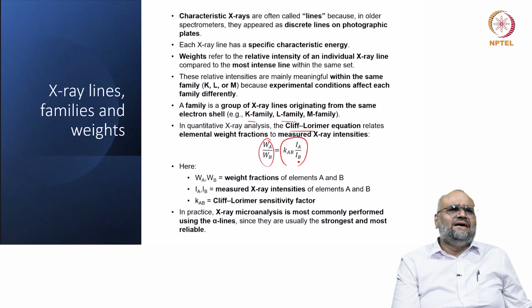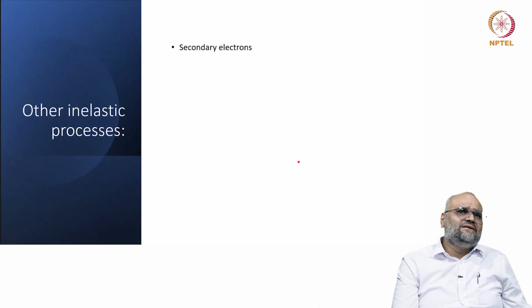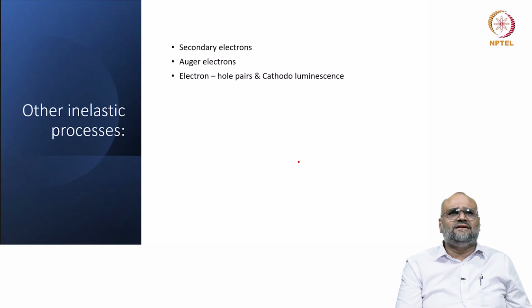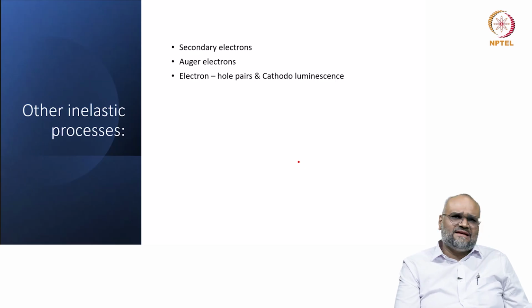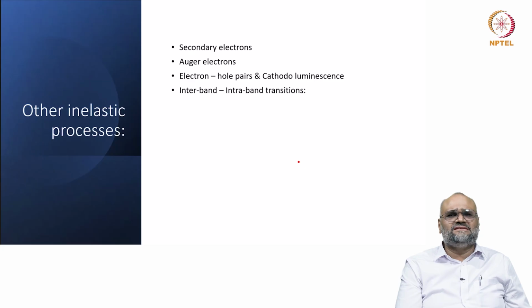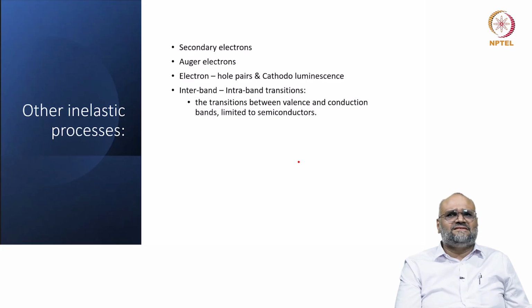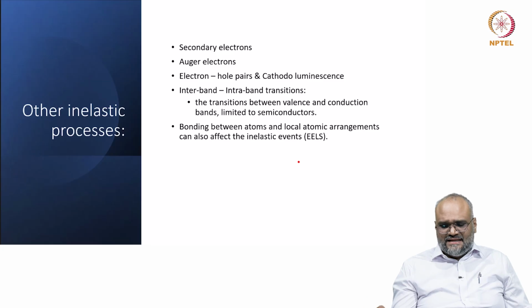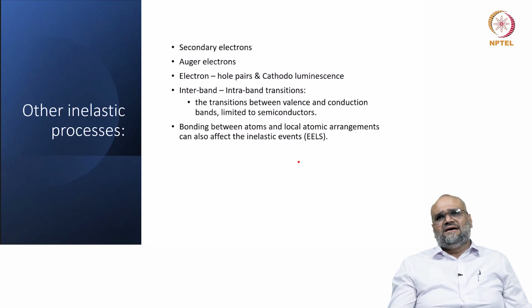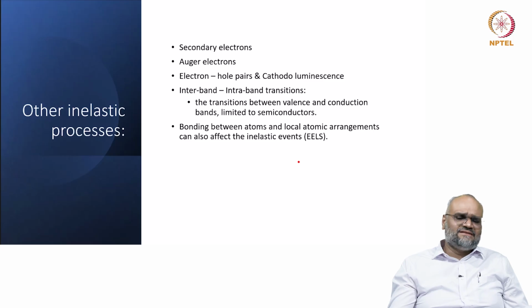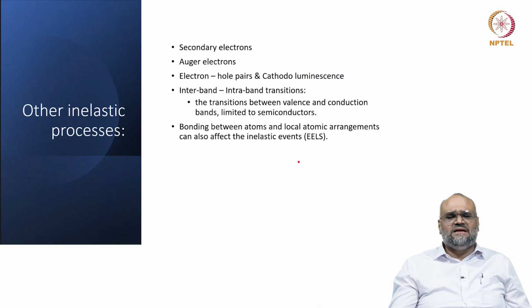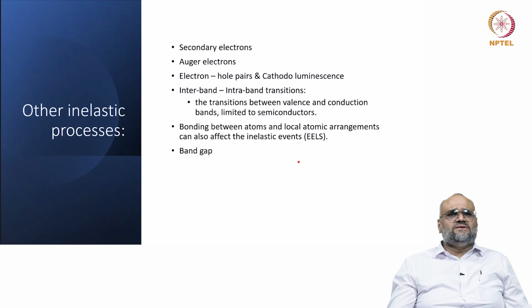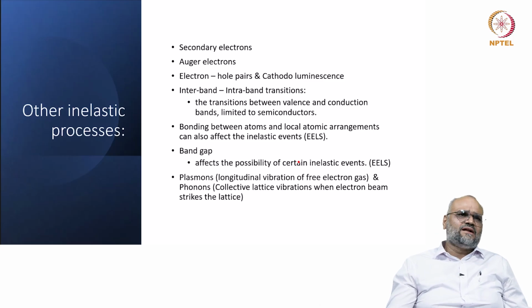And talking about the other inelastic processes, we have covered electron energy loss spectroscopy in particular. You also have the generation of secondary electrons, Auger electrons, electron hole pairs and cathodoluminescence. The interband and intraband transitions, you can study them and link them to the valence band and conduction band transitions. This is typically the low loss spectra that you record in electron energy loss spectroscopy. You can get information on the bonding between the atoms, the valency and so on. So, this is a wealth of information that you can record from the process called electron energy loss spectroscopy.